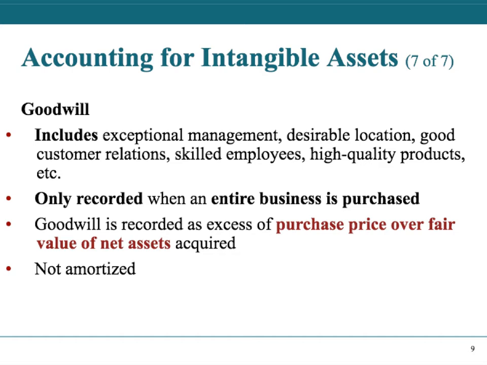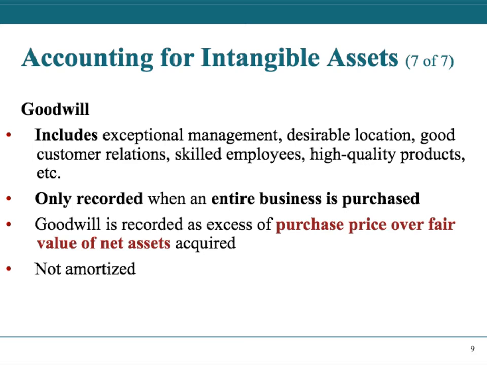How about goodwill? What's goodwill? Goodwill includes exceptional management skills, desirable location, good customer relationships, skilled employees, high quality product, etc. Those items are not really on the balance sheet, but they definitely help. So for example, if I were to ask you, is it easier to start a business from scratch or to buy an existing business if everything else is the same? You're for sure going to say, I'm just going to buy an existing one because all these items are already there and I don't have to put them in place. But they're not on the balance sheet of the company that you are buying, right?